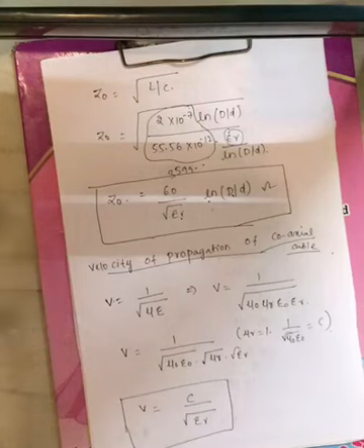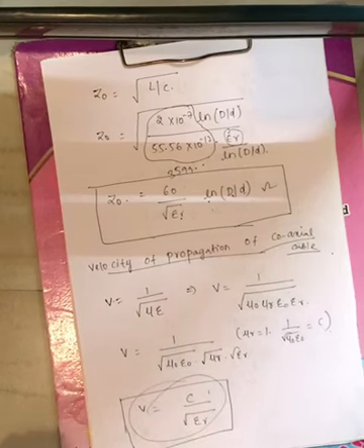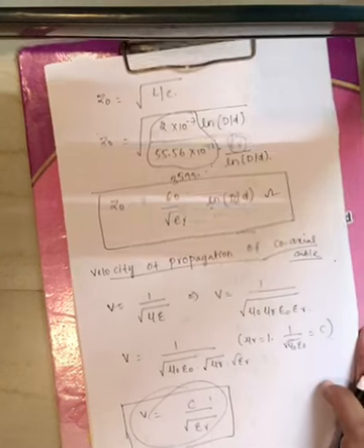C by under root of epsilon r. Now this is the velocity of propagation of a coaxial cable, right? Velocity of propagation of a wave, that means by how much velocity the wave is propagating through the waveguide is calculated by this expression, that is C by under root of epsilon r.